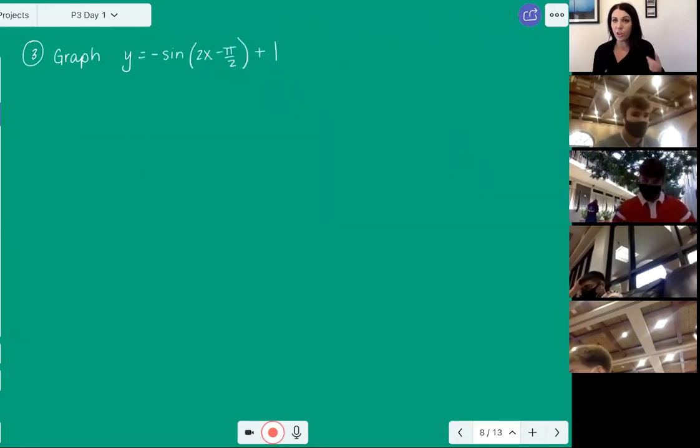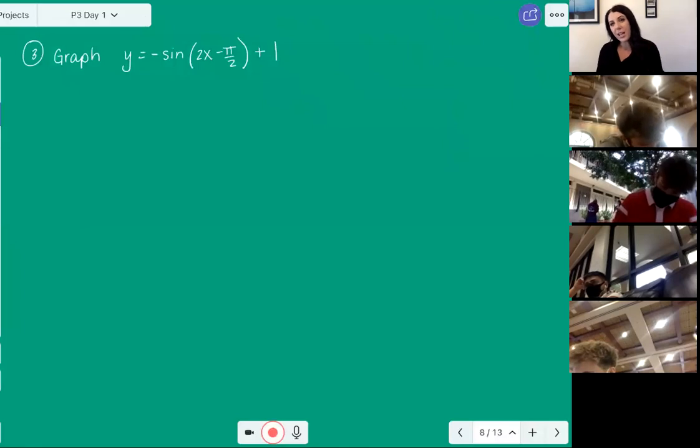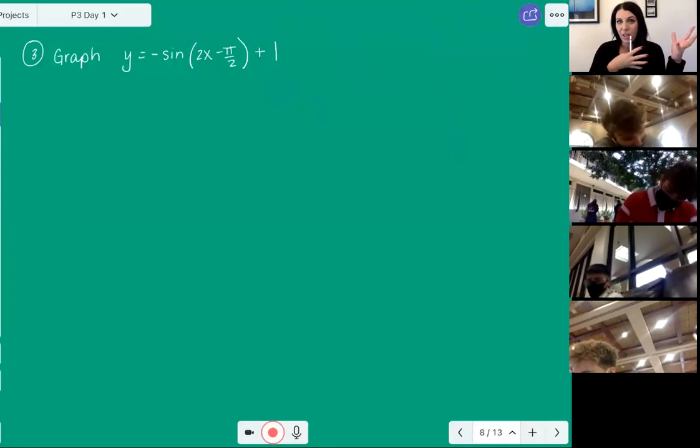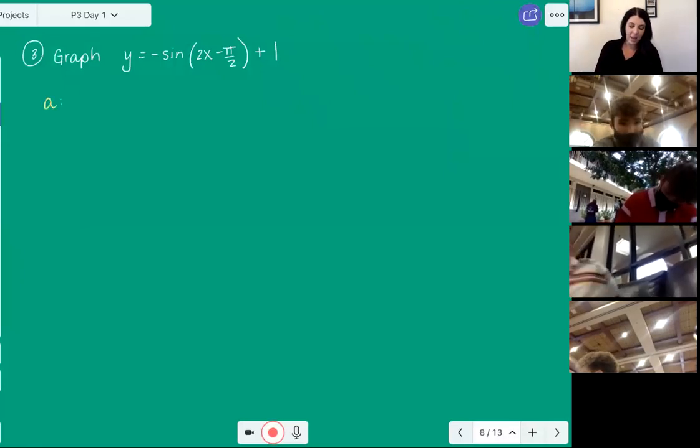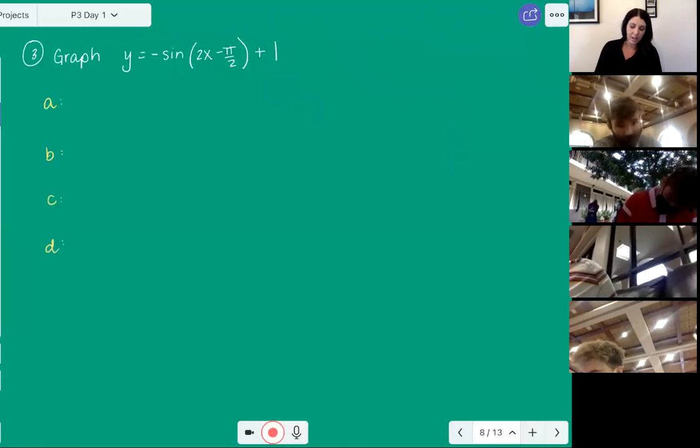So if I ask you to graph, I am secretly asking you to first find A, B, C, D. I am secretly asking you to then find amplitude, period, phase shift, vertical shift, and then translate all that information onto a graph. So we're taking this equation and translating all that information. So we first need to find our A, our B, our C, and our D. Hopefully you guys have this written down.